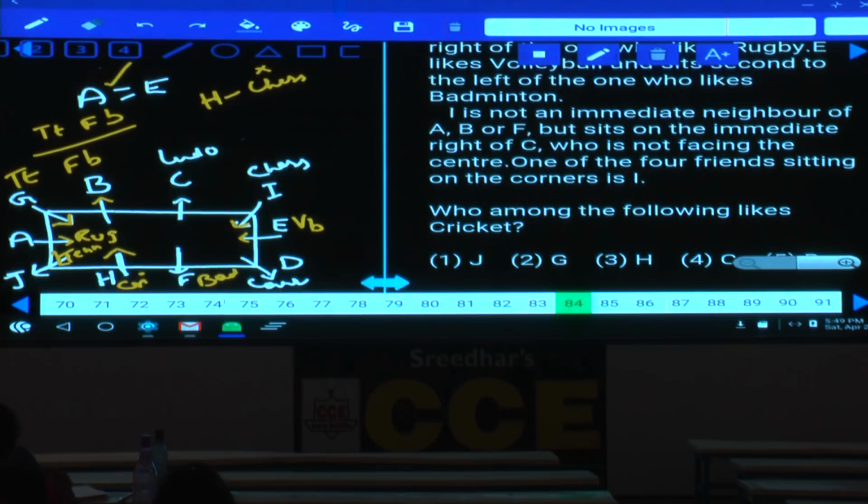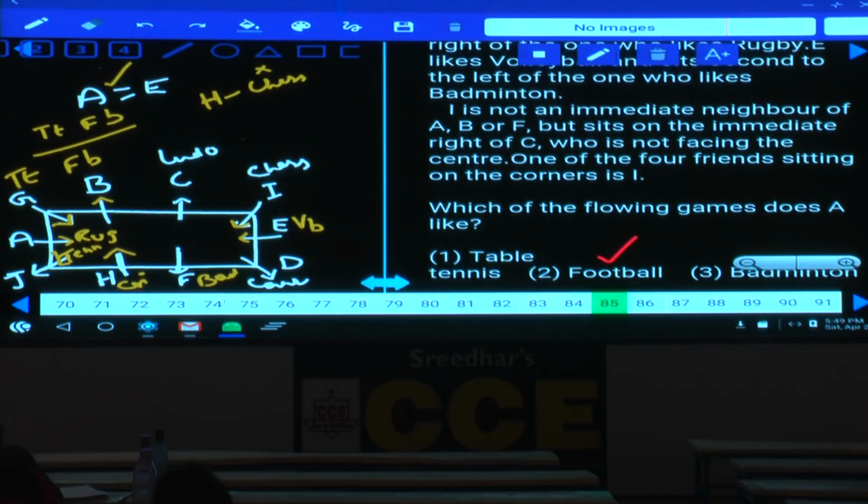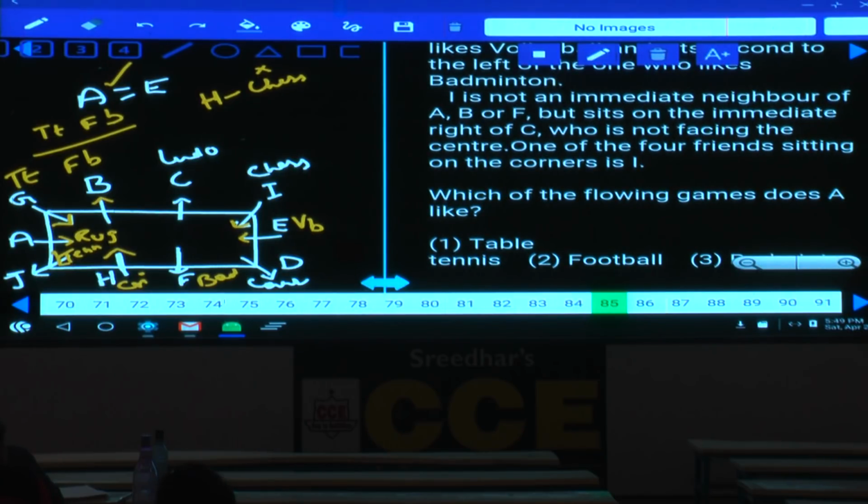Then question number 84. Who among the following likes cricket? Yes, tell me who likes cricket. H likes cricket, that is choice 3. Then question number 85. Which of the following games does A like? Yes, A likes rugby, that is given with choice. Rugby, that is choice 5. Question number 85 is choice 5.